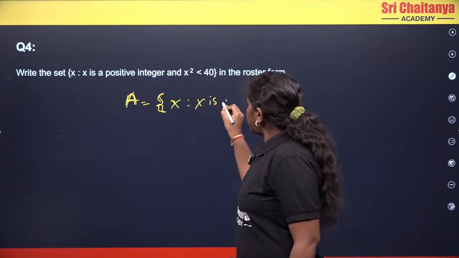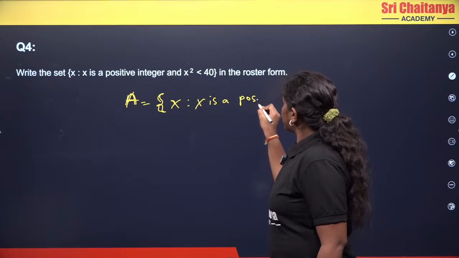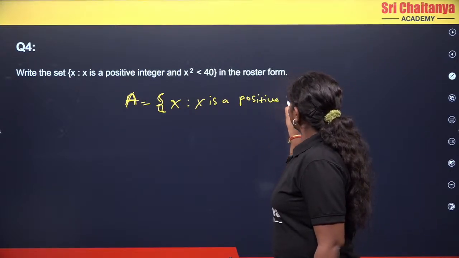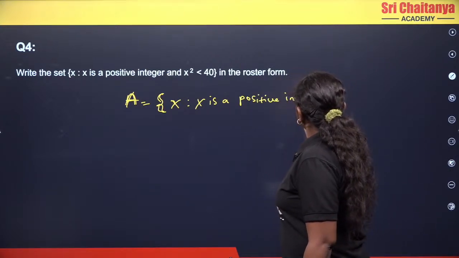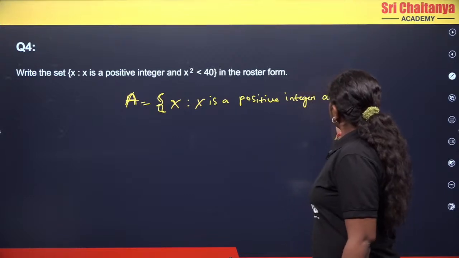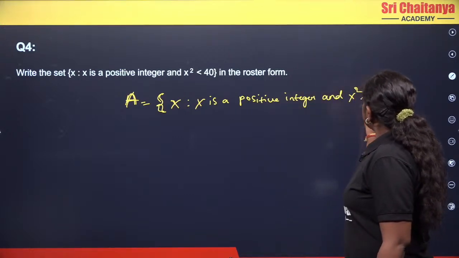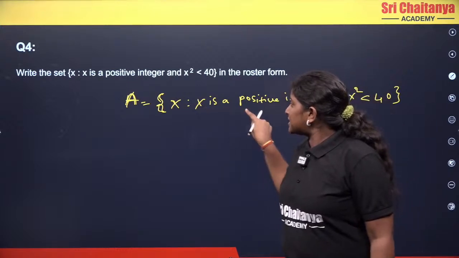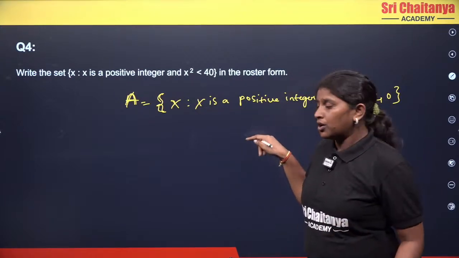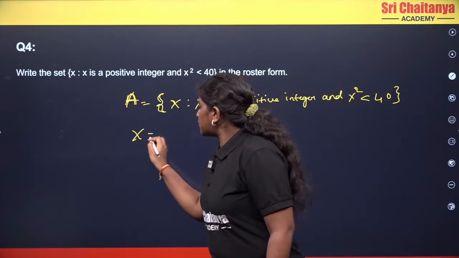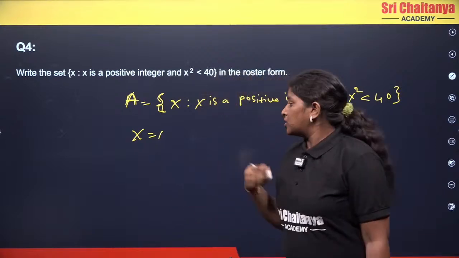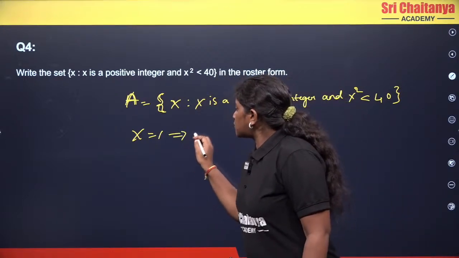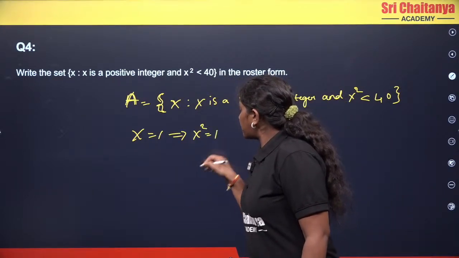X is a positive integer and x square is less than 40. Okay. Now let's start with x is a positive integer as they told. So we will start with taking x equals to 1. Okay. So now if you take x equals to 1, x square will be 1.